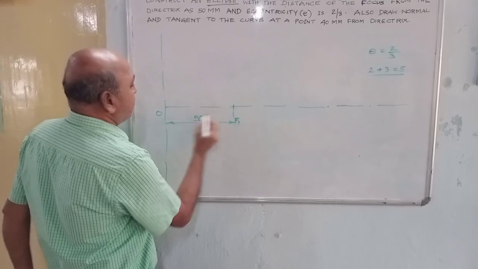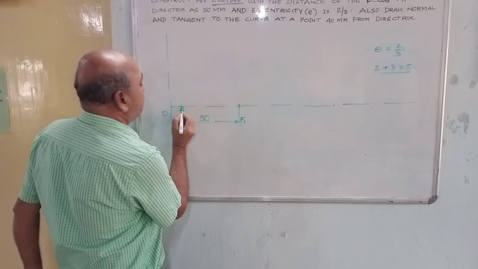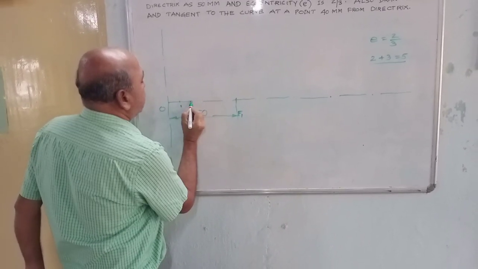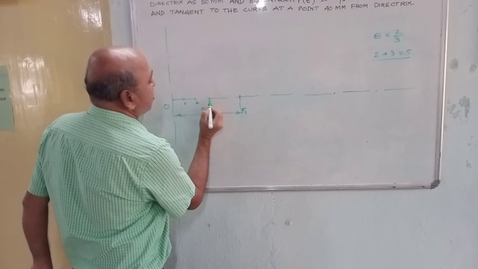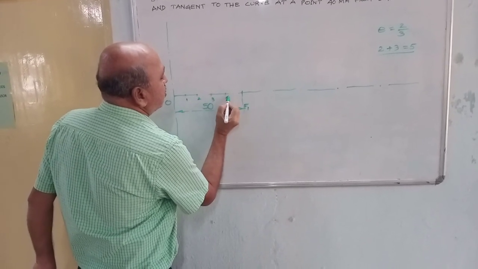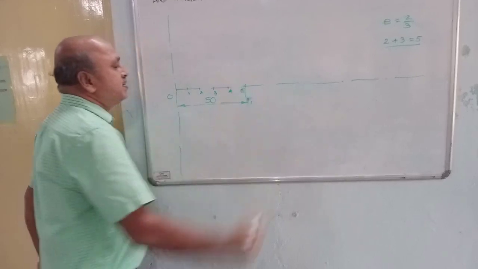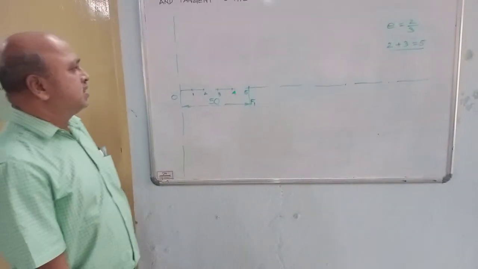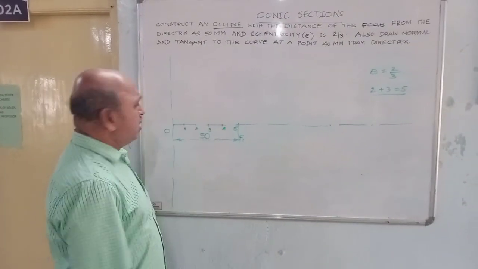So being it is 50 mm, the division takes place like this. 50 mm in the sense for every 10 mm we are going to have 1 point. Let us say it is 1, it is 2. For every 10 mm we can keep a point, and 4, and it is 5. This is how we have to do it. I am marking like this.